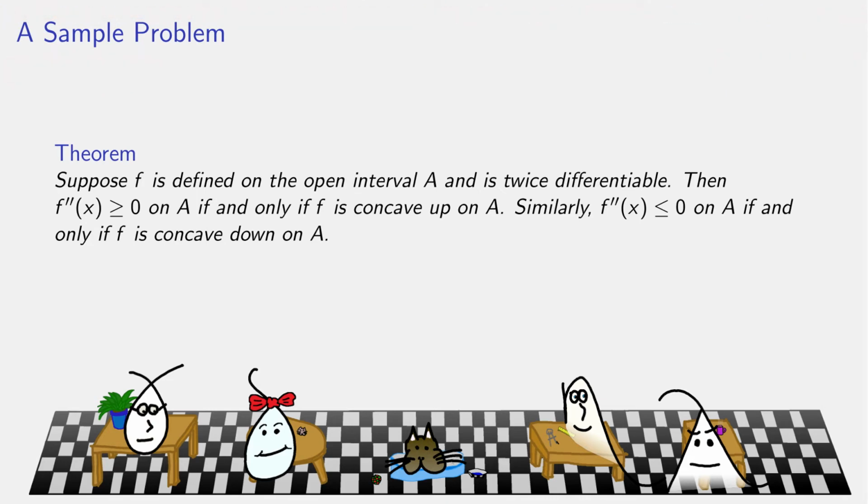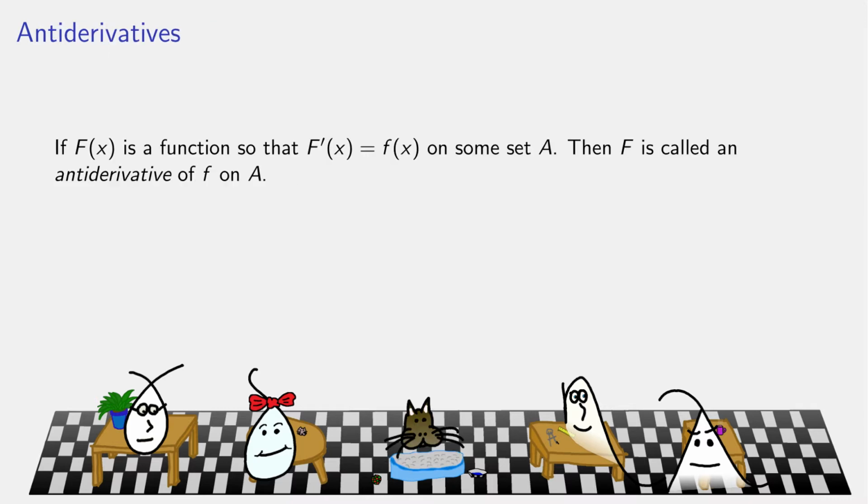Hopefully you also paused there and worked through this, and now you see that if the second derivative does exist, then the sign of the second derivative can help determine concavity. But concavity, as I've mentioned, is a definition that's purely geometric and doesn't actually rely on derivatives. So let's go ahead and bring more and more terminology into the mix. Suppose capital F is a function whose derivative is little f on a set A. Then on that set A, we're going to say capital F is an antiderivative of f. It's a function whose derivative is little f.